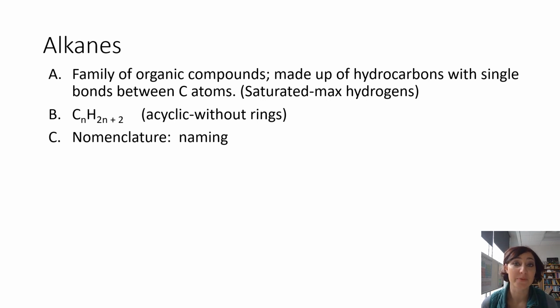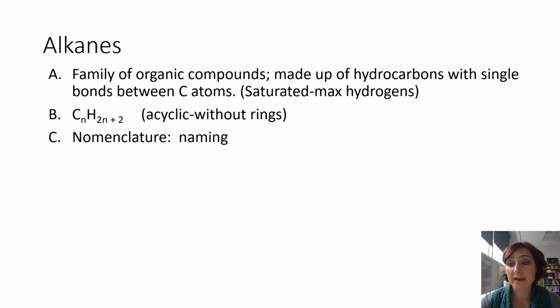An alkane is a family of organic compounds, and they're only made up of carbons and hydrogens, so we call them hydrocarbons. Very creative and original. The defining feature of alkanes is that they have only single bonds between their carbon atoms. Another term for this is saturated. So if we say that we have a saturated hydrocarbon, what we're saying is that we have all single bonds, and every single carbon has its maximum number of hydrogens possible.